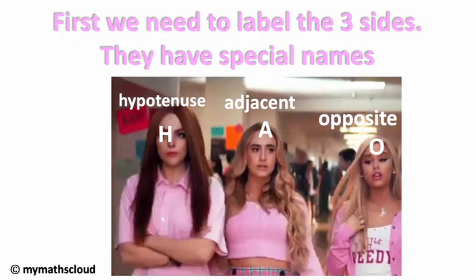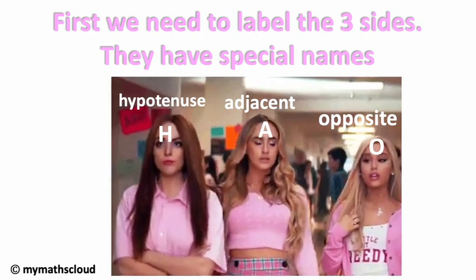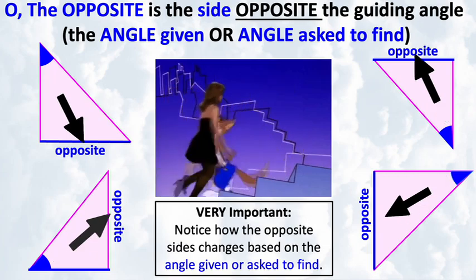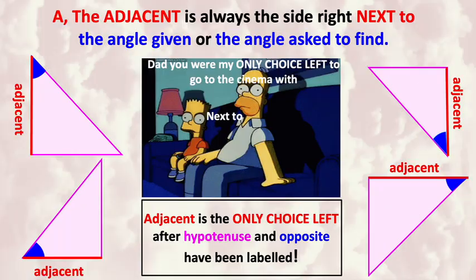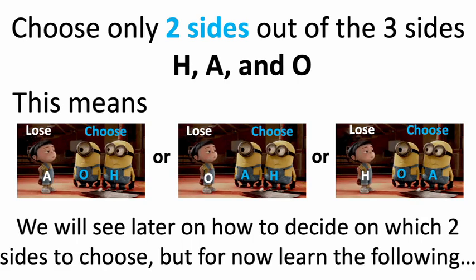You gotta know about H, A, and O. Label all three sides from the get-go. H, hypotenuse, the longest of the sides. O, opposite, the angle which guides. A, adjacent, the only choice left. Only two sides needed to show you get it. SOHCAHTOA helps you remember with ease. SOHCAHTOA, choose only one of these.